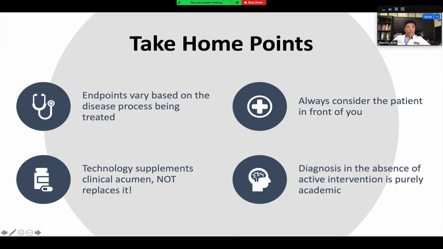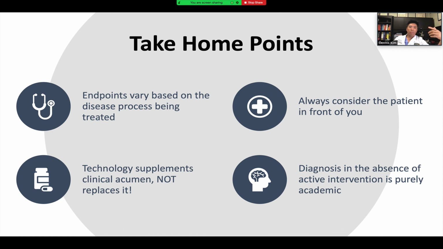So I know that's a lot of information, but in terms of take-home points, I think there's a few key things that I'd love for you to take away from this talk. And number one, and perhaps most importantly, there is no one ideal endpoint. Endpoints are going to vary depending both on your patient as well as the disease process that you're treating. These resuscitation endpoints broadly can be divided into hemodynamic, metabolic, and regional.